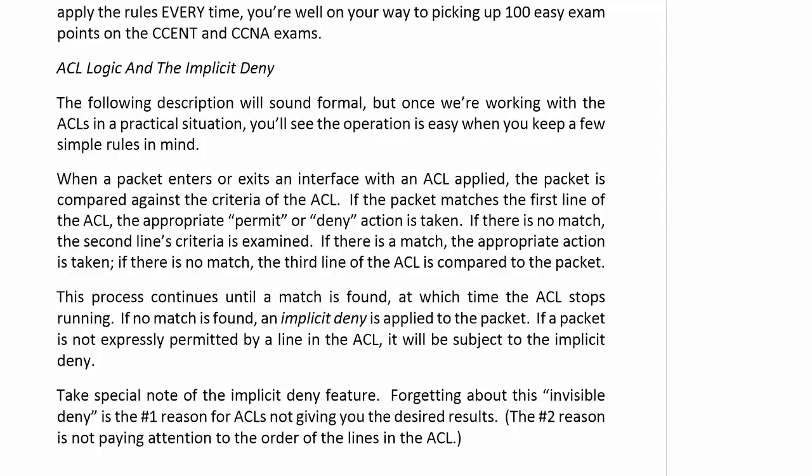Now, of course, the first obvious question here is, well, what if there's never a match? What happens then? Well, there actually has to be a match because of, I kid you not, an invisible line at the end of every ACL. You must remember this when you're taking your exam. Very important. That process is going to continue until a match is found, and as I mentioned, at that point the ACL stops running. But if none is found, we have what we call an implicit deny. And an easy way to remember this, and I'll mention it at least once more during this part of the course: if a packet is not expressly permitted by a line in the ACL, it will be implicitly denied.